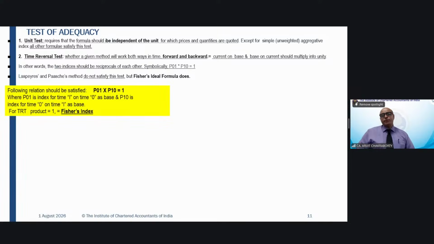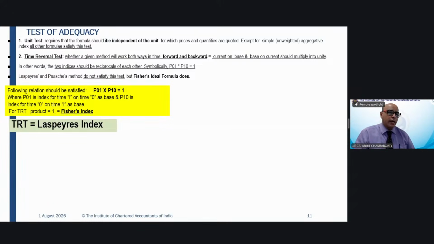So please see that for time reversal test, P01 into P10 should be equal to 1. P01 क्या है? It is the index number of current year, that is year 1, with respect to the base year, which is 0. And P10 क्या है? It is the index of the base year with reference to the current year. एक दूसरे का बिल्कुल inverse आप कह सकते हो. So for the TRT, time reversal test, the product should be equal to 1. ये केवल फिशर्स इंडेक्स करता है.